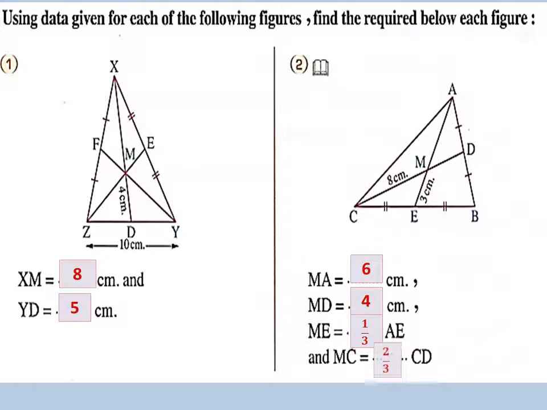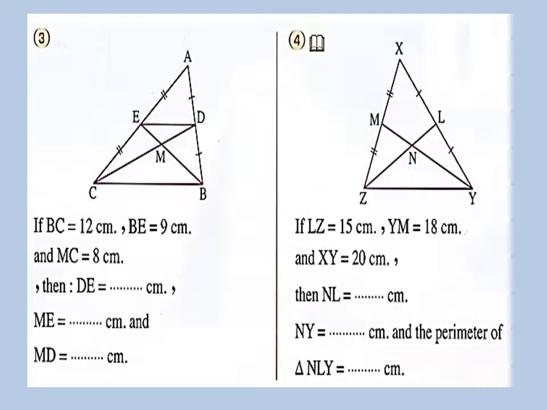2/3 CD. Very good. Another example: ABC is a triangle. M is the point of concurrence of medians. BC equals 12. BE equals 9. MC equals 8. We want to find DE, ME, and MD.